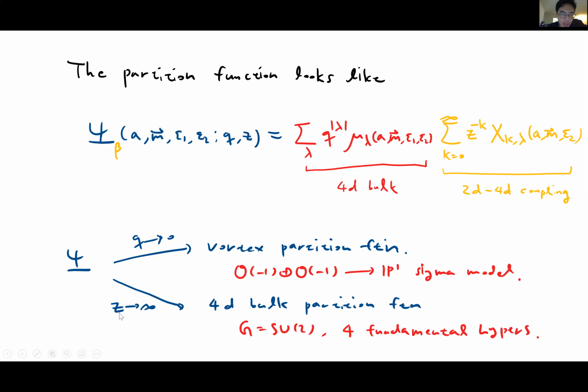In the other degeneration limit, for example, I can take the complexified F parameter to infinity, then this contribution will just be 1, and I will just recover this part only. It's nothing but the 4D bulk gauge theory partition function. And I just told you that this 4D gauge theory is SU(2) gauge theory with 4 flavors, the class S theory on the 4-puncture sphere. So when both Q and Z are finite values, then this is a certain combination of these two, a certain partition function of the coupled system, the 2D-4D coupled system.